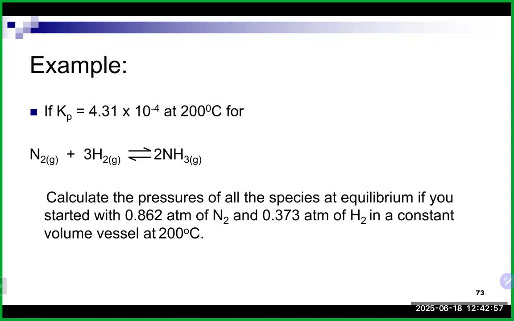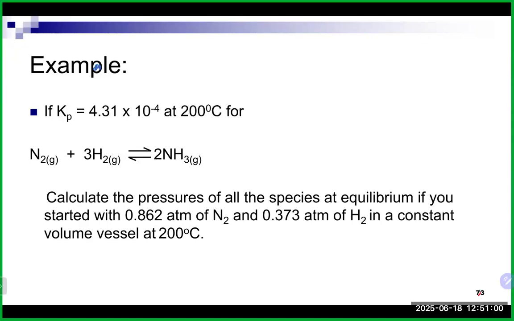All right, if the Kp is equal to 4.31 times 10 to the minus 4, in this case, we're actually looking for the pressures at equilibrium, if we started with 0.862 atmospheres of N2 and 0.373 atmospheres of H2. So again, as we talked about previously, even though it's all about pressures here, you can do it the exact same way as concentrations. You go into your ice table and solve it the same way.